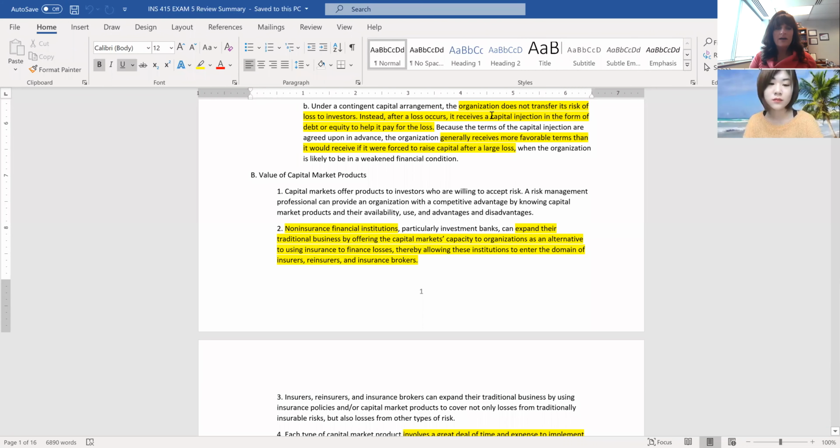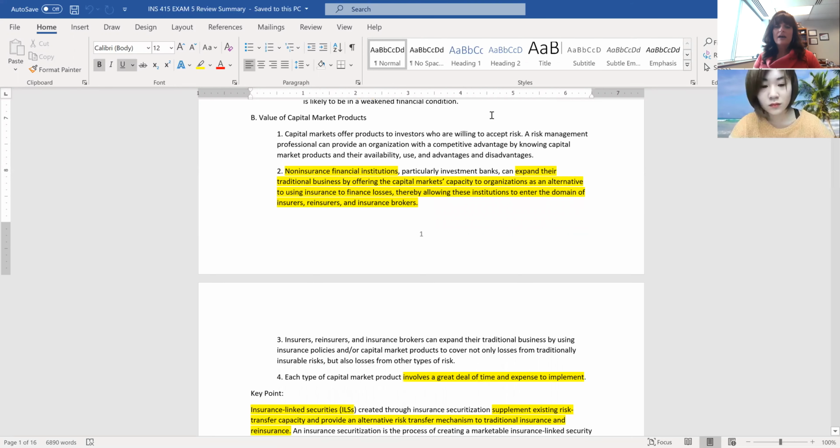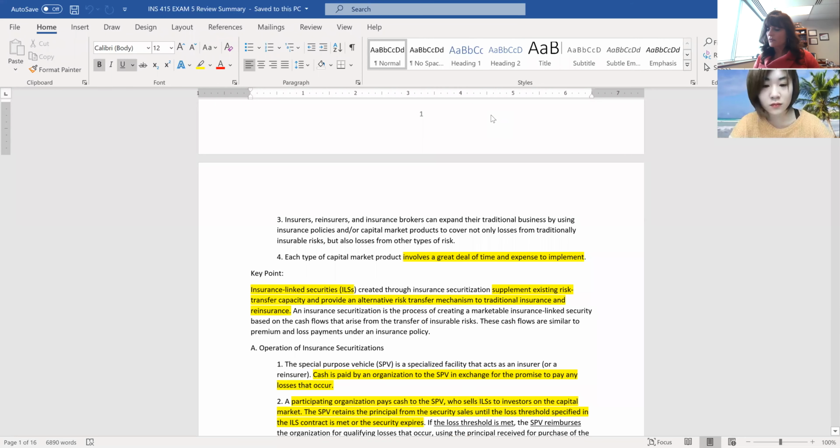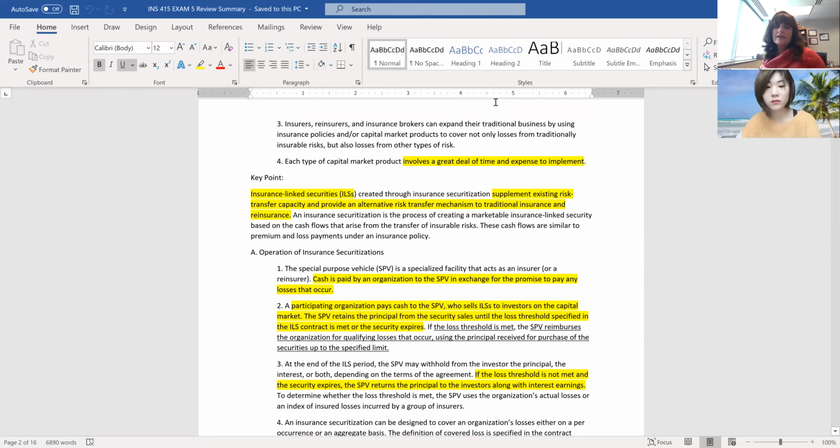A little bit more on why these markets have come along. A lot of non-insurance financial institutions like banks wanted to expand their business lines, and this gives them a way to get part of the profits to be gained from insurable losses. They don't have to be an insurer, they can get involved. The problem with all of these arrangements is they take a great deal of time and expense to implement. A little more about ILSs: they help supplement risk capacity. So when we can't get the coverage we need in the insurance market, we can turn to ILSs.